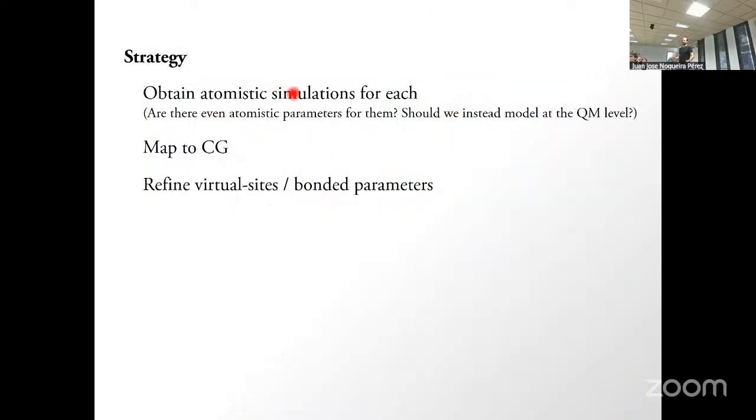We're going to obtain atomistic simulations for each of these cases. Are there even atomistic parameters for all these hormones? Or if not, are we going to do QM? It's a question mark there. But then after we have our reference data, we're going to map to coarse grain, and we're going to compare to the cholesterol topology, to the cholesterol model, to see which particles stay the same, which particles need changing. That seems like a good strategy.